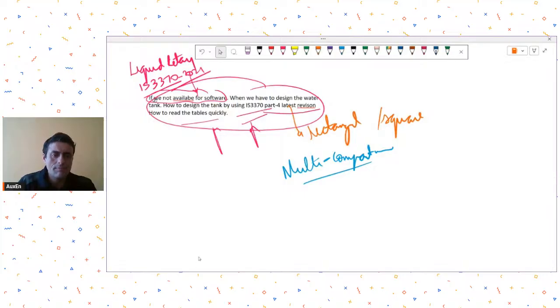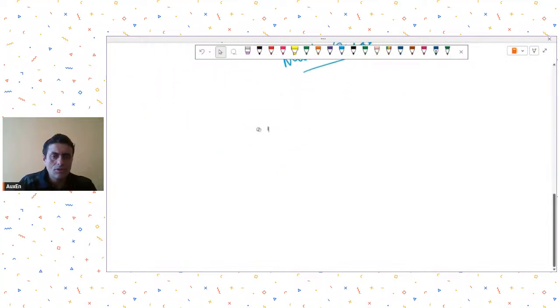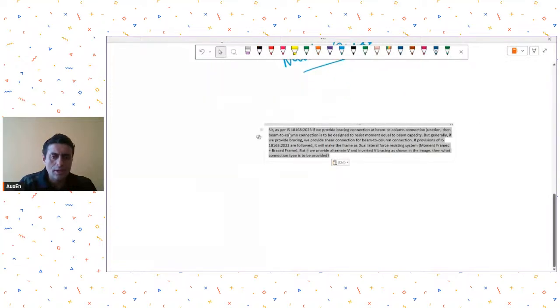All right. Then we move on to the next query, which is from engineer Umang Patel. He is a postgraduate student from Nashik, and he is doing a lot of good work on his thesis, which is based on the IS 18168.